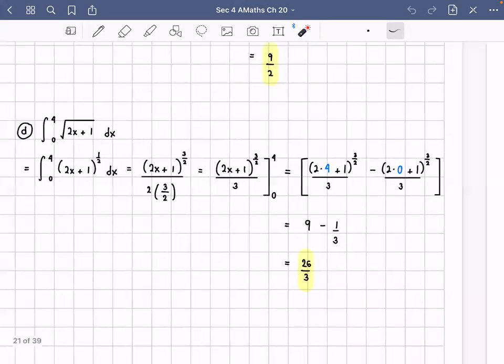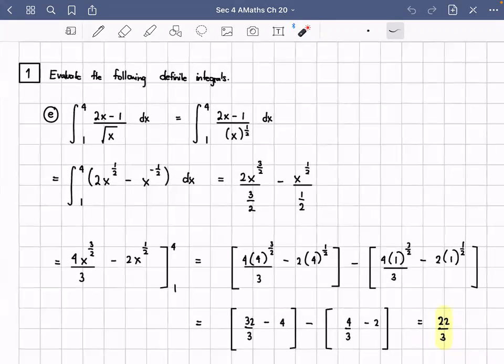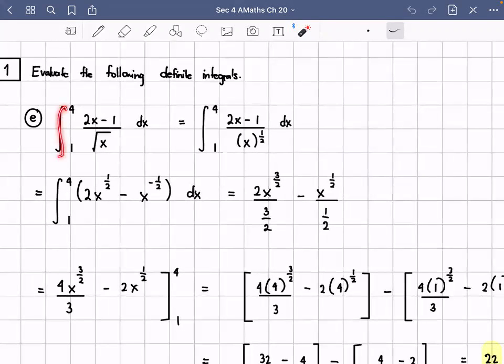Now, let's have another one. Now this is example letter E. Let's have this question right here. Let's find the antiderivative of 2x plus 1 over root of x from 1 to 4.